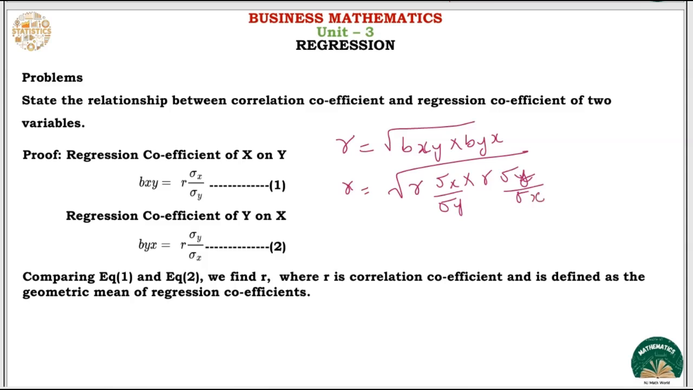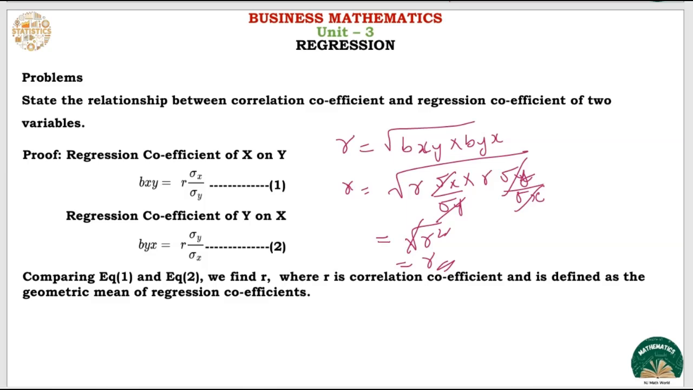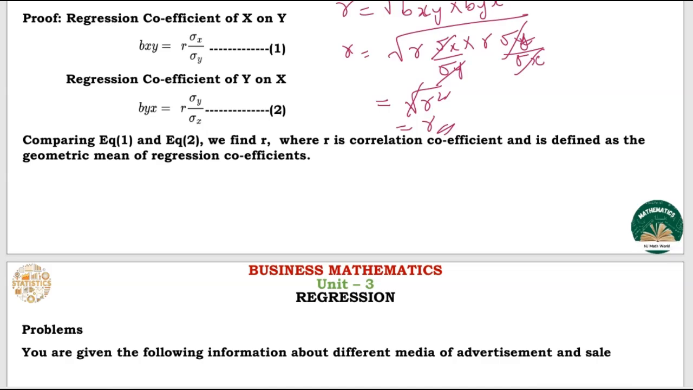So now you get r. That is root of rho x and rho x cancel, y and y cancel, so you get root of r square. Square and root will get cancelled, so we get r. So it is LHS. We started with LHS, we got the RHS. Hence, r is defined as the geometric mean of regression coefficients.